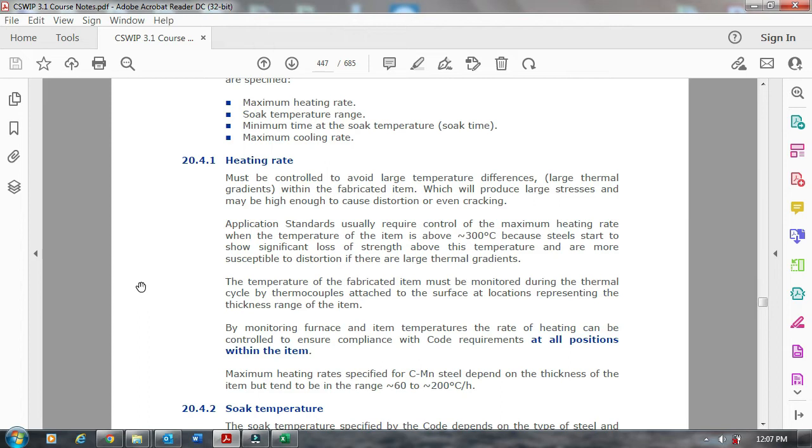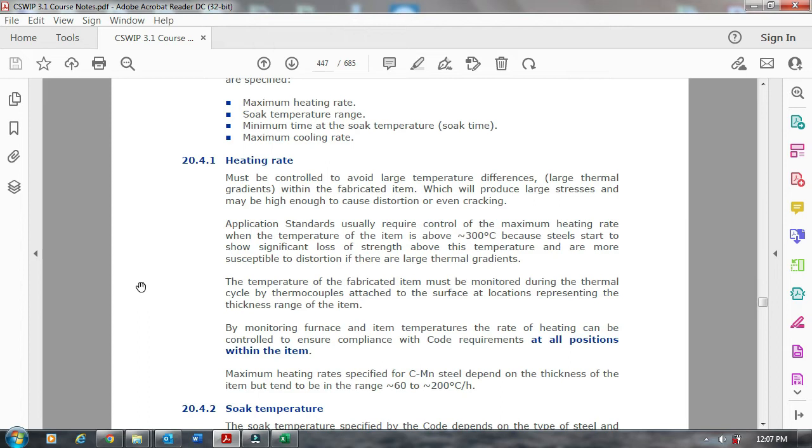So heating rate must be controlled to avoid large temperature differences. Let's say you have a 100 mm thickness and you need to do the stress relieving; you should not take the temperature directly to 500 degrees, it should be taken in steps. So you should not create a large thermal gradient. What is a thermal gradient? When you raise the temperature suddenly, it becomes a gradient within the fabricated item, so you should take it slowly. Otherwise it will produce large stress, which may be high enough to cause distortion and even cracking. If you take the heating suddenly to that temperature, naturally there will be distortion, so to avoid that, it has to be done slowly.